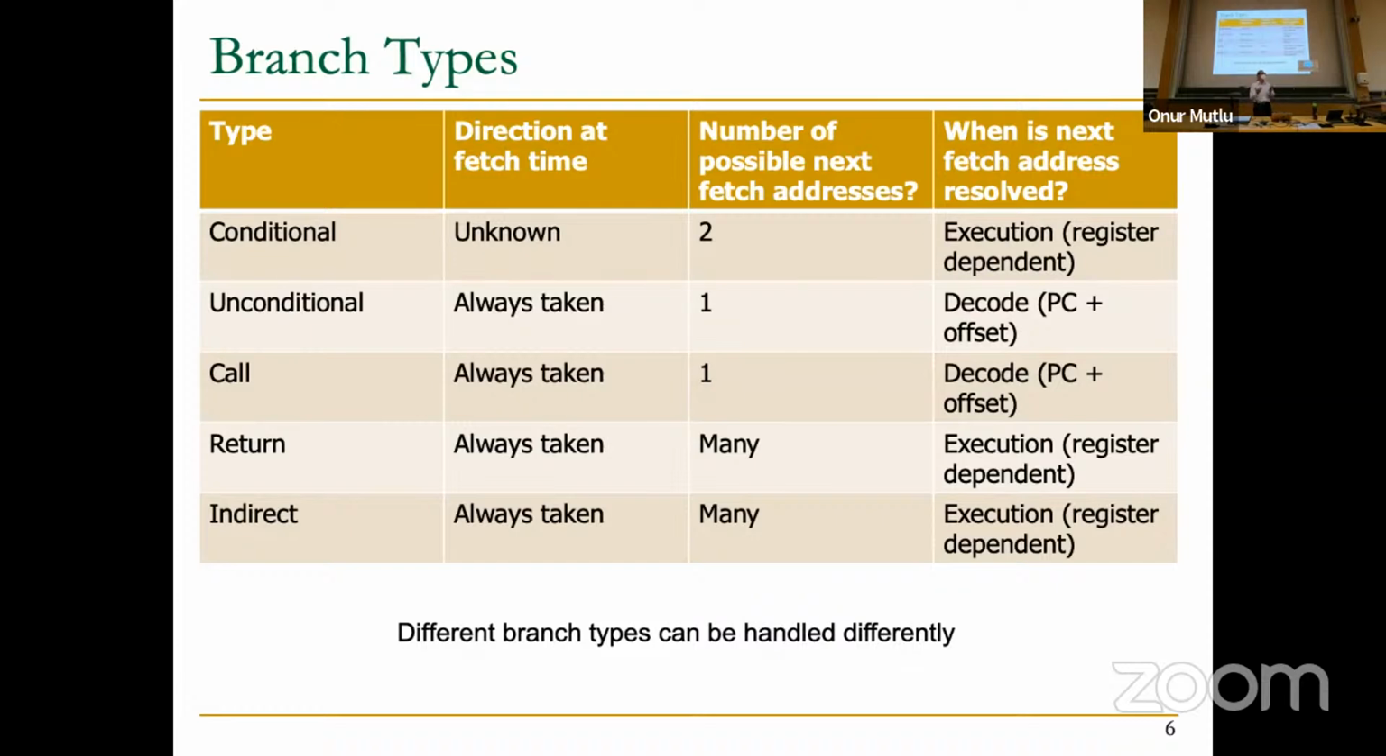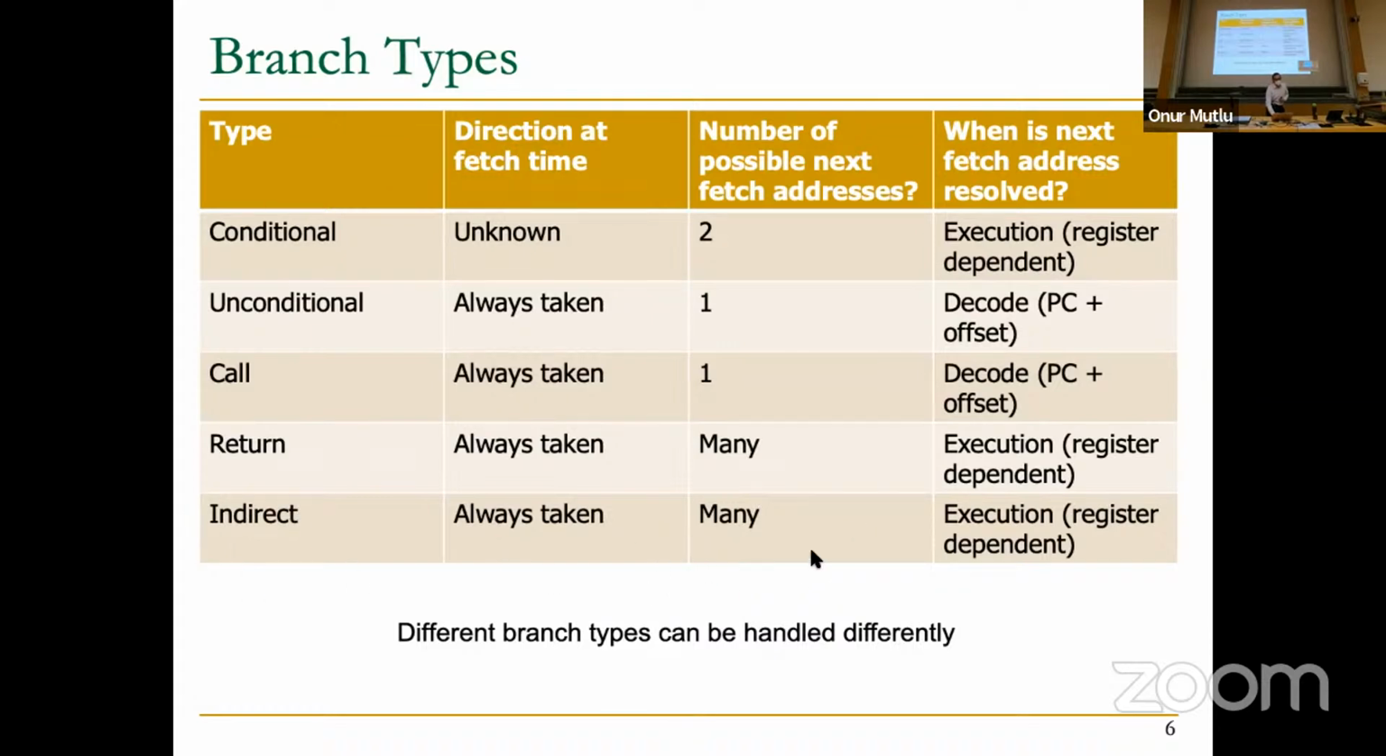But of course, how do you know that's a return instruction? That's another problem, right? Whenever you fetch the instruction, you don't know if it's a return instruction. You need to decode it. So you may need to have one bubble to be able to do that, or you need to predict that it's a return instruction.